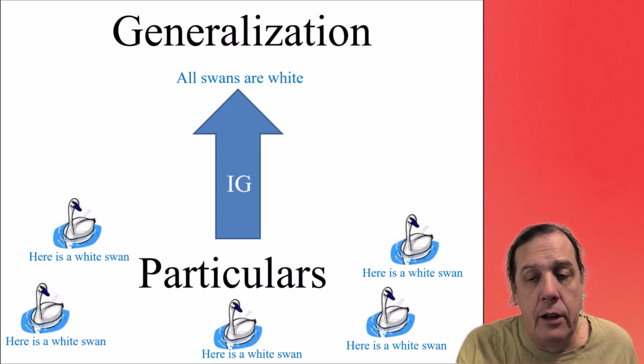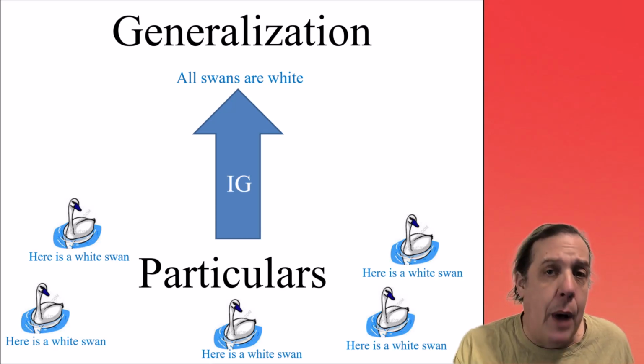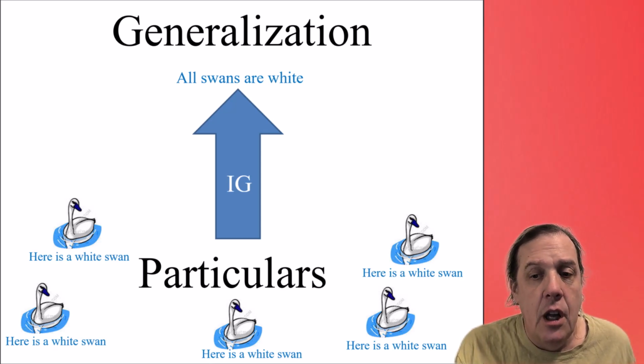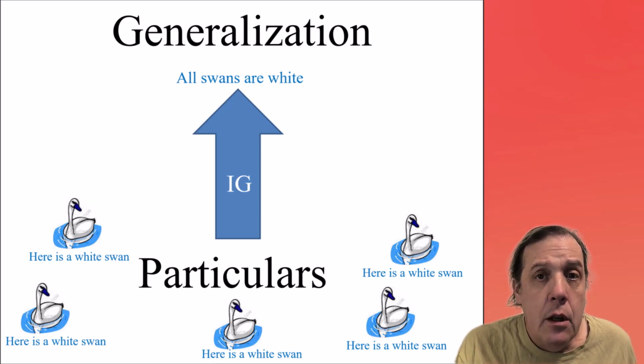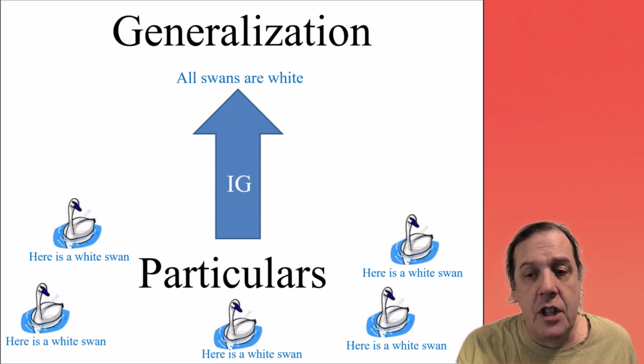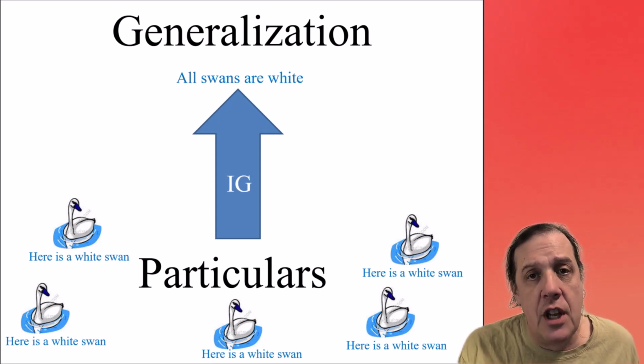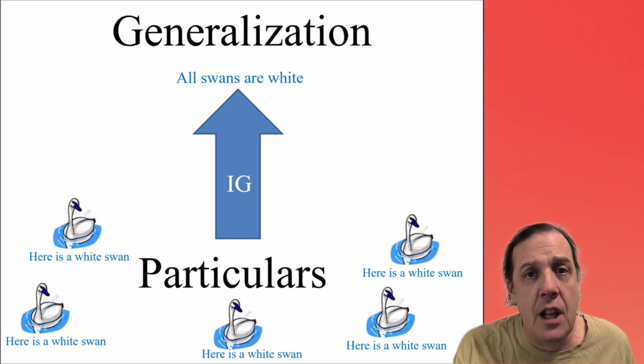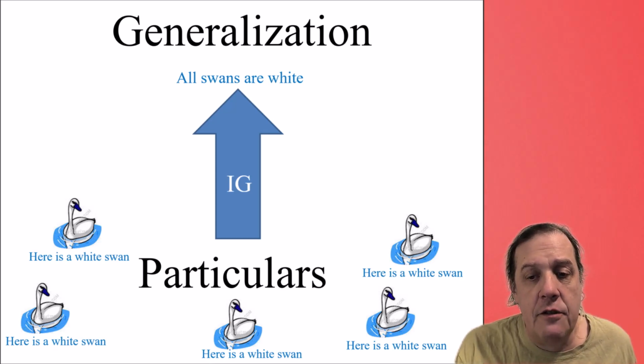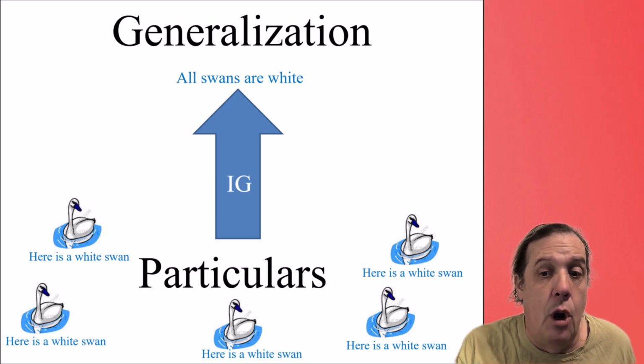A standard example here is the generalization that all swans were white. Europeans, for the longest time, had this idea, a biological generalization, that all swans were white. Then they traveled to Australia and they discovered a black swan. So the generalization turned out to be false. Ever since then, this has been used as a standard example of inductive generalization and how it can go wrong.